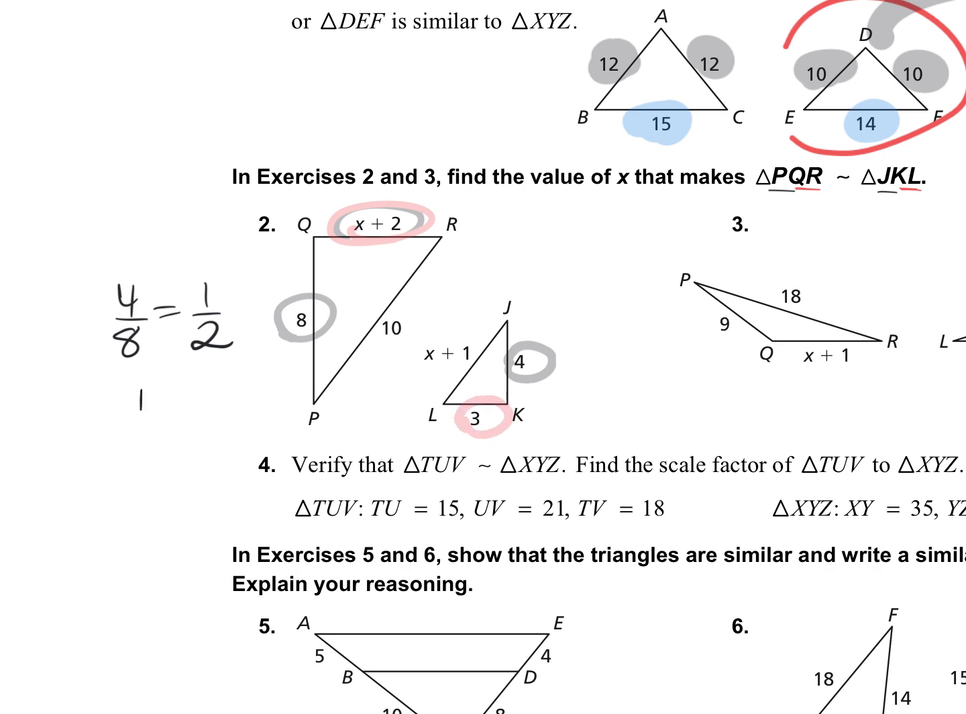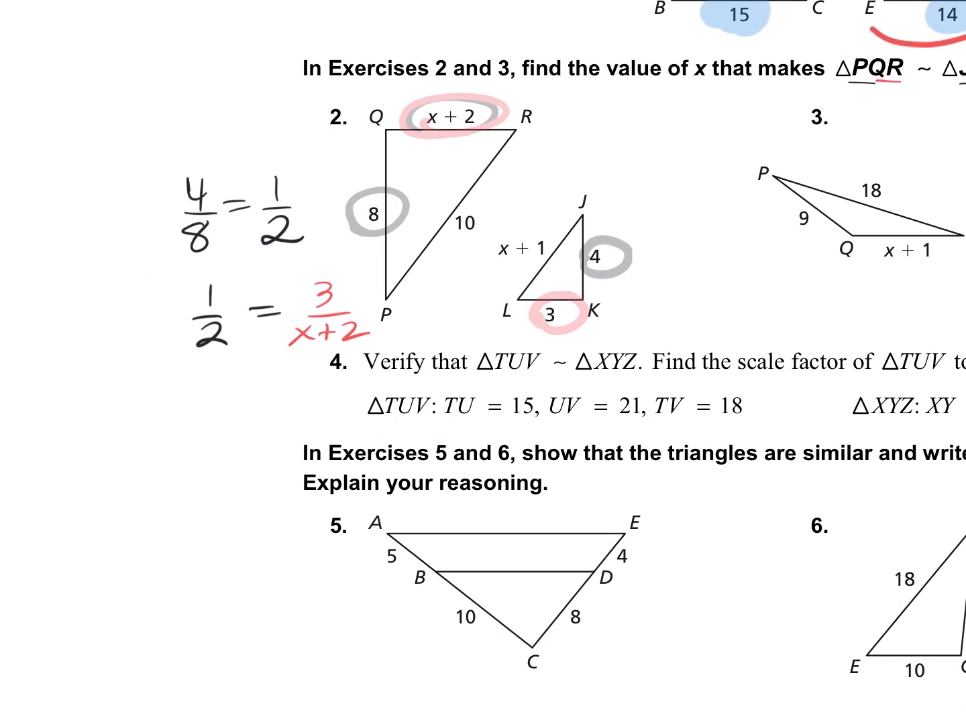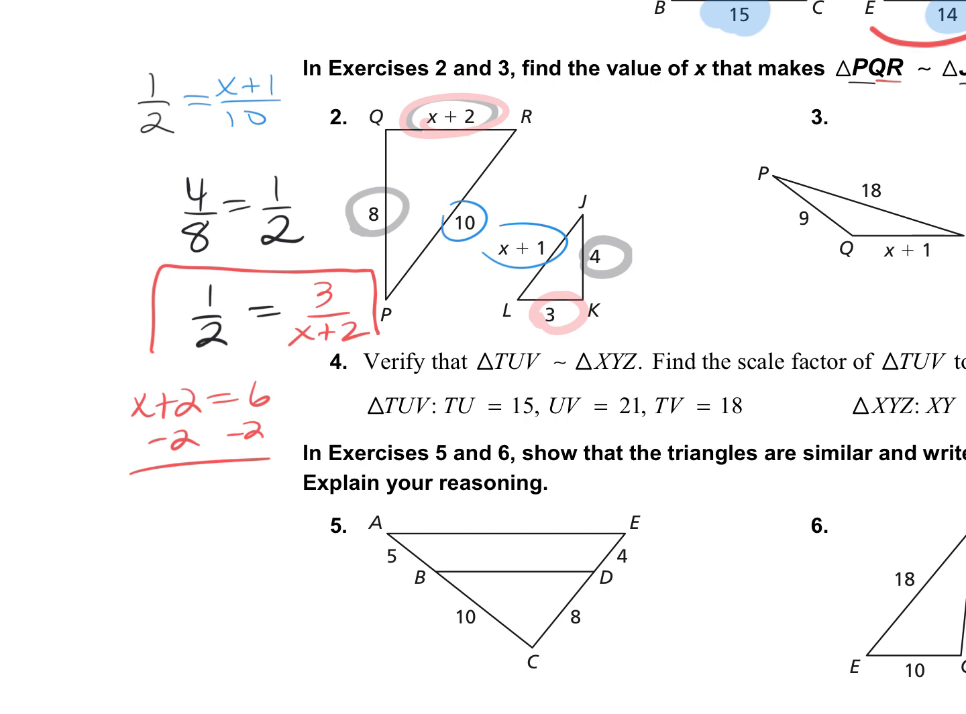I can either set up my proportion as 3 over x plus 2 and solve this, or I could have taken the other pair and done 1/2, and you can see that the 10 and the x plus 1 will match, and you could solve this one. So you could solve either one. I think this one is easier to solve because you're multiplying that expression by a 1. So x plus 2 equals 6. Subtract 2, and x equals 4. It doesn't matter which one you solve. Number 3 is the same thing.